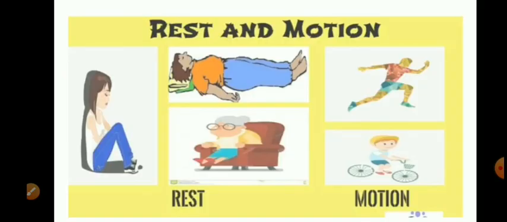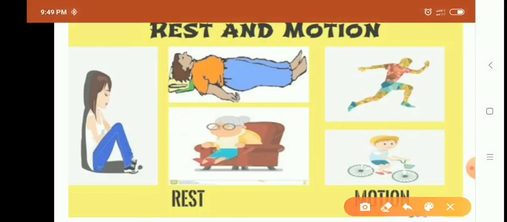So you can see a picture on your screen, and in this screen you can see 5 different pictures, or 5 different positions of the objects, or you can say the persons. In the very first picture you can see a girl sitting on the floor. In the second picture you can see a person lying down on the floor. In the third picture, you can see an old lady sitting on the sofa. And in the fifth and sixth pictures, you can see a person running or a boy cycling. So, what do these 5 pictures explain to us?